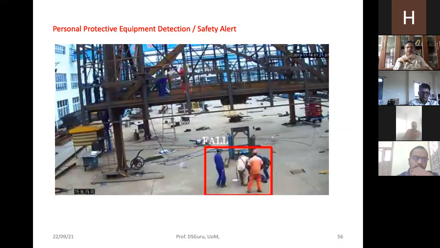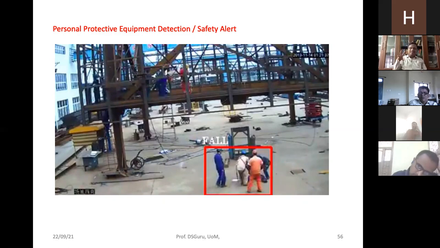Another application, let's assume that there are no other people, only one man is working. Even after falling down, he got heavily injured. He cannot move, he cannot cry, he cannot make any sound. He is so silent, maybe unconscious, but nobody is there to look after him. Then the owner or engineer of this construction area may go the next day. By that time he will die.